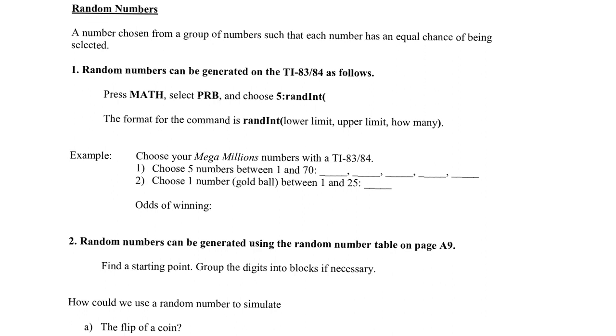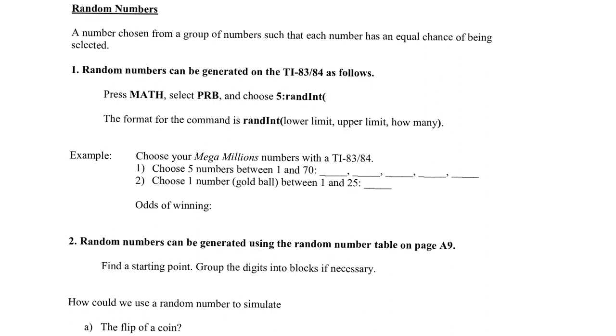So I will show you how to generate random numbers on the TI-83/84. Basically, we look for the math menu on the TI-83/84, which is on the far left column. You press the math button. Then from there you scroll over to the probability drop-down menu and choose number 5, which is random integer.